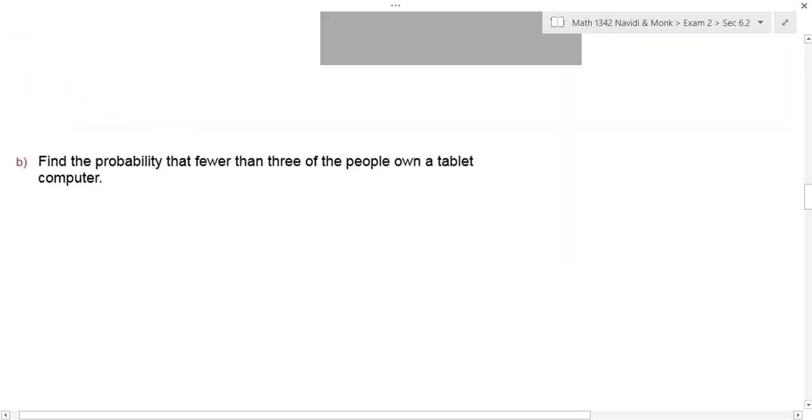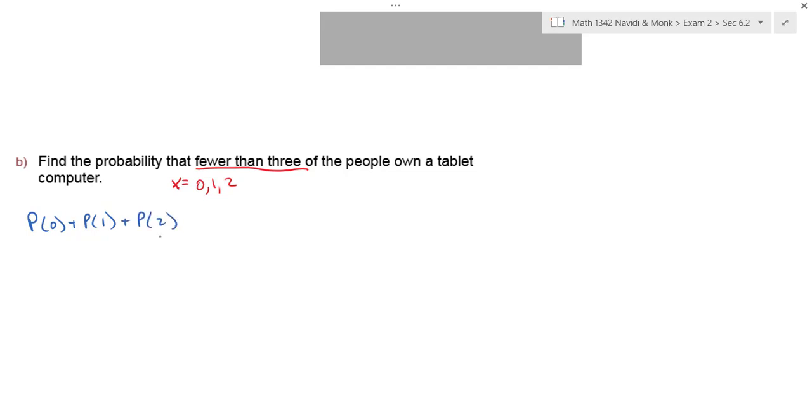Part B says to find the probability that fewer than 3 of the people own a tablet or computer. Fewer than 3. X would be equal to what? Fewer than 3 is 4? No. 1, 2, that's it? So 0. Remember, X is the number of successes. You could have 0 successes. So for this problem, I would use the binomial PDF to say that I'm looking for the probability of 0 plus the probability of 1 plus the probability of 2, and that's it.